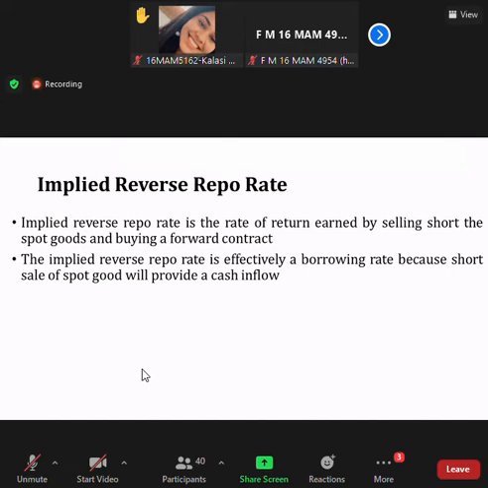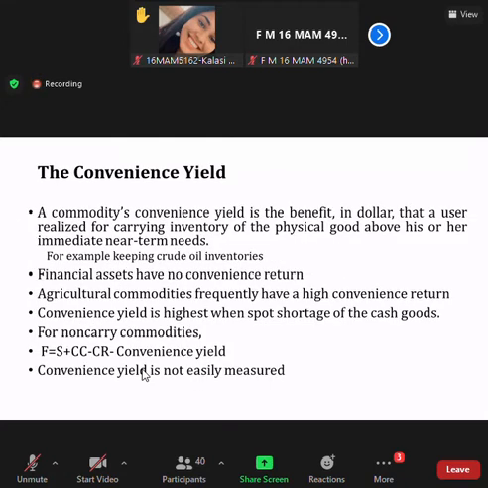We are not going to do any calculation for implied reverse repo, but for your information, if you go and search for implied reverse repo and implied repo rates, there are repo markets and reverse repo markets. They have different interest rates. Here we are talking about the rate of return from these two types of trades, cash and carry and reverse cash and carry. Then comes the convenience yield.